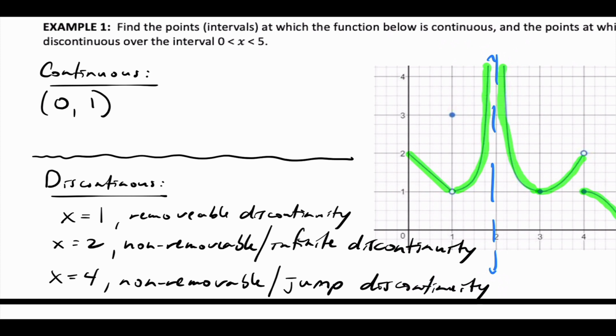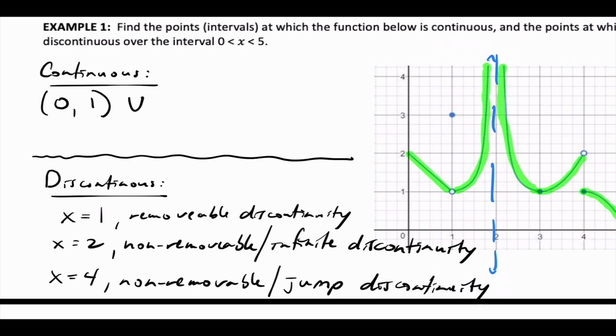And I don't want to include 1. Why don't I want to include 1 with a bracket? Because it's discontinuous, we said. So we want to just say everything in between 0 to 1. That's why I use parentheses. Okay, that's one interval. We're going to use kind of a U shape. It's called OR. It's a union. It's an OR. So that one, or where else?